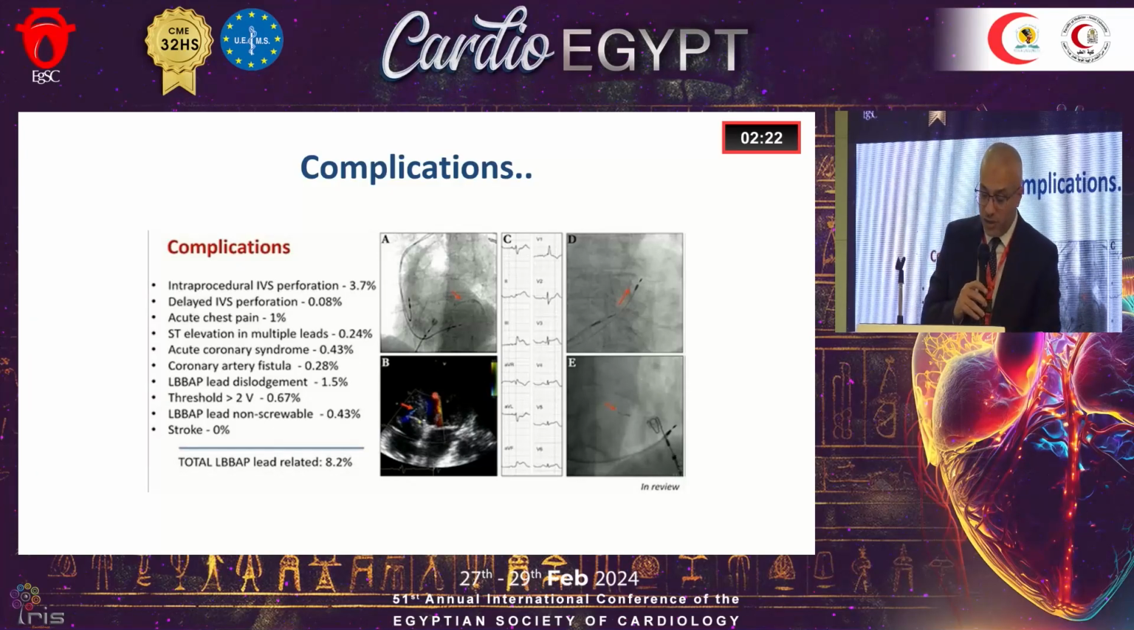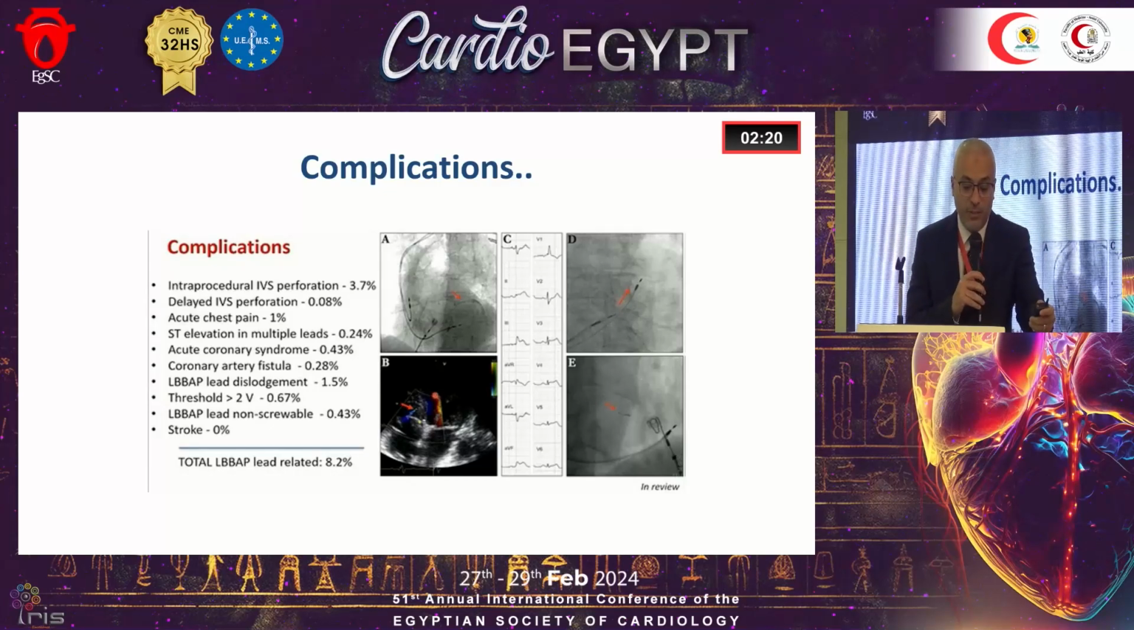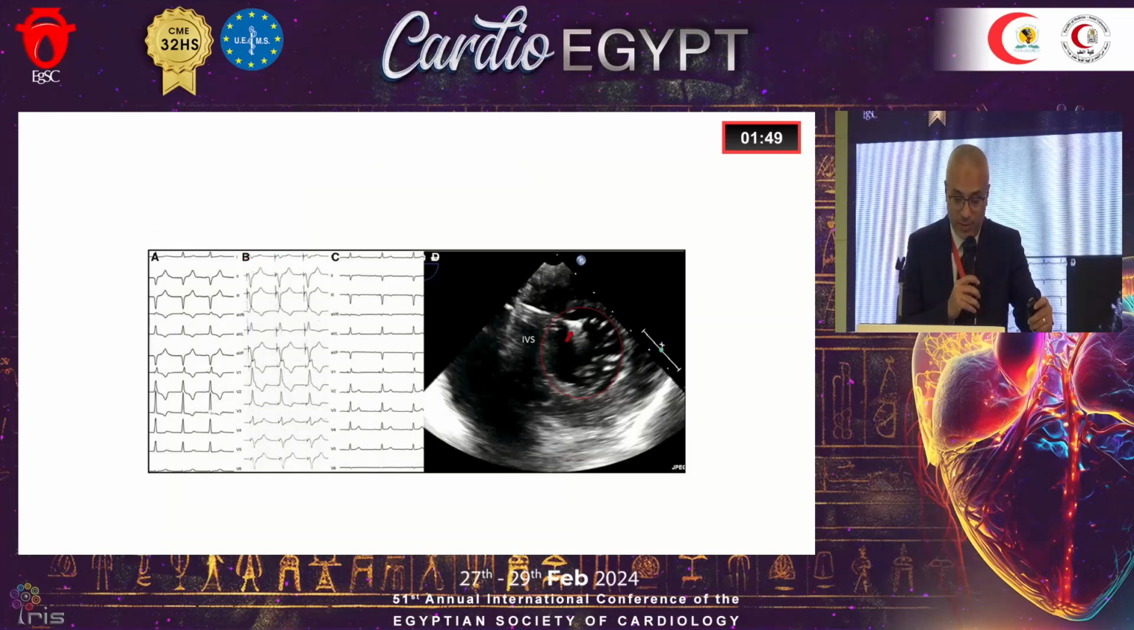And we'll go for the complications as from the MELOS registry. We have an intra-procedural perforation of about 3.7%, which is a little bit high, but most of them without a grave complication. Delayed perforation is in a very small number, less than 0.1%. Acute chest pain, some ST elevation, acute coronary syndromes, because you might erode some of the coronary arteries passing in the septum, like the LAD. Coronary artery fistula, dislodgement is 1.5%, increasing threshold, or non-screwable lead, especially if the patient has a scar or a very thick interventricular septum.